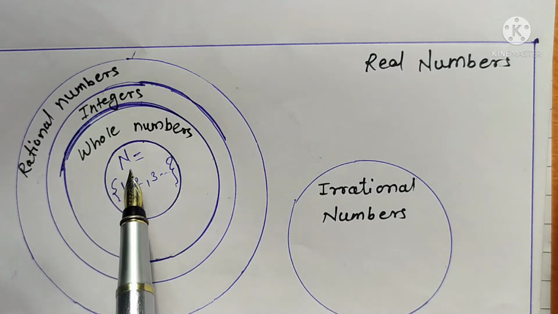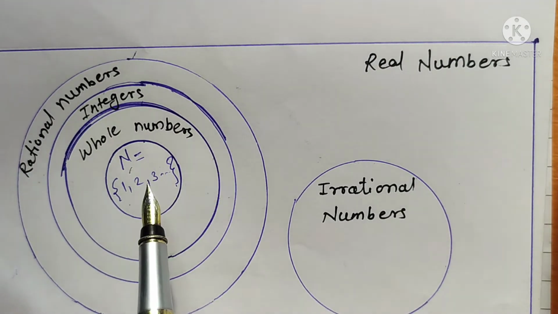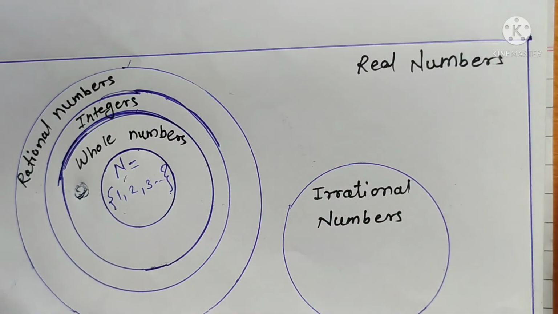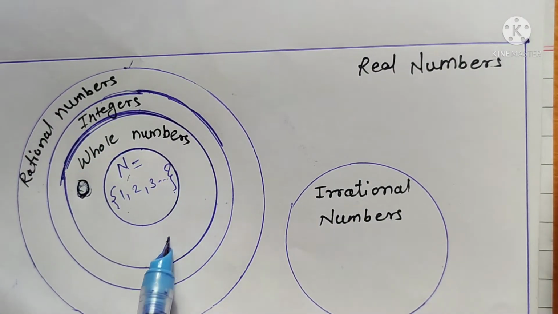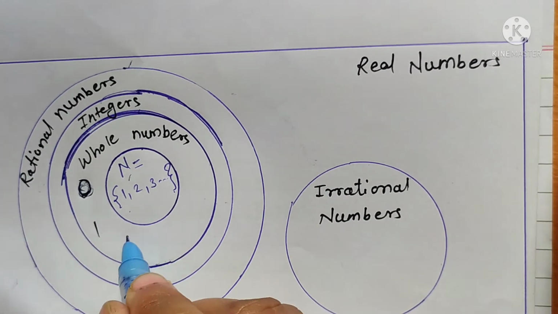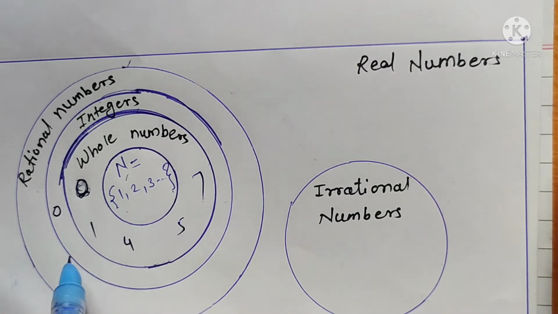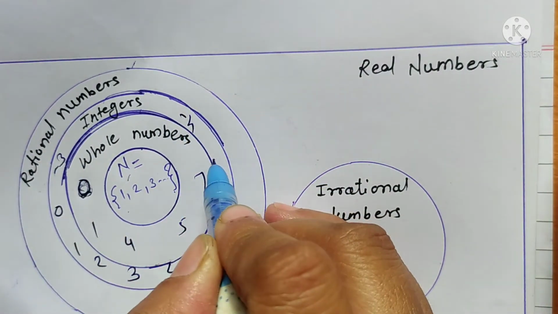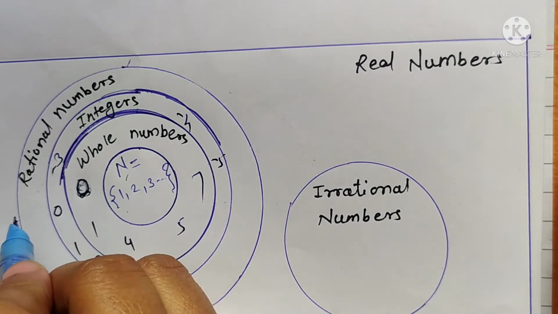The first type of number is natural numbers. Natural numbers start from 1 and go on infinitely. So natural numbers are 1, 2, 3 and so on. When we add 0 to the natural numbers, then all these numbers together with 0 are considered whole numbers. That means whole numbers start from 0 and go onwards infinitely. When we add 0, positive natural numbers and negative natural numbers, then those numbers are considered integers, and all these numbers are included in rational numbers.